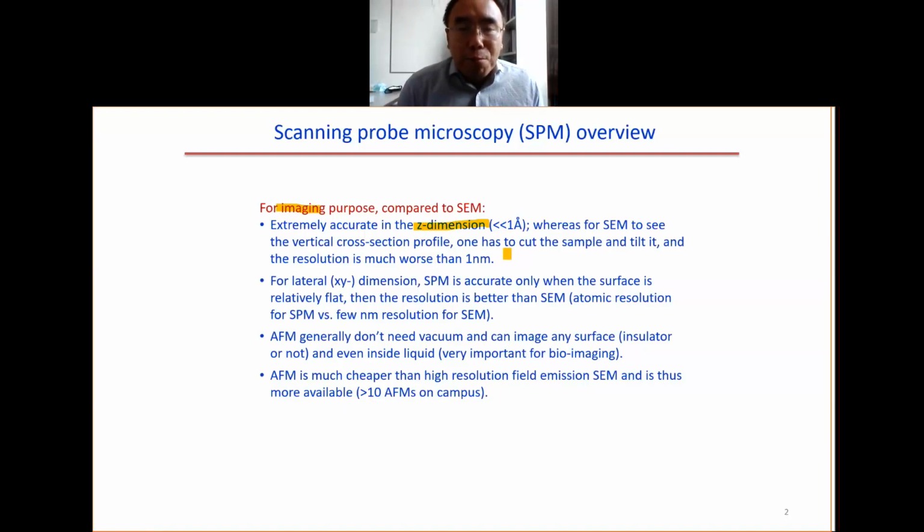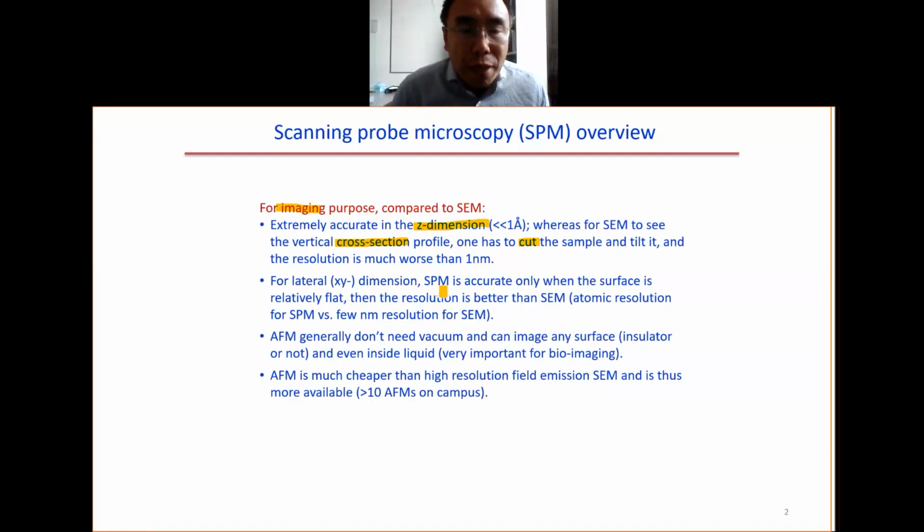Because for the ICM, normally we have the top view. If we want to see the cross section, we have to cut the wafer and tilt the wafer. Then the height information will not be very accurate. It's about a few nanometers. For the AFM, we can get better than 1 angstrom resolution.